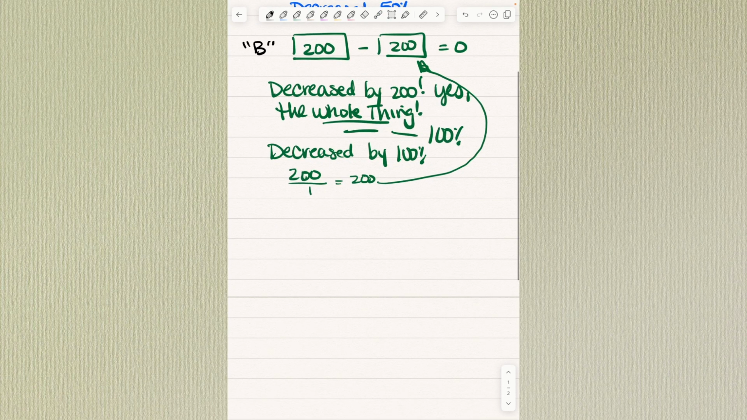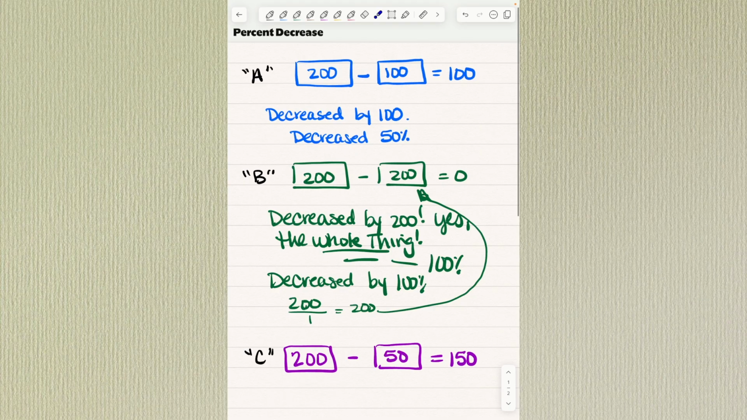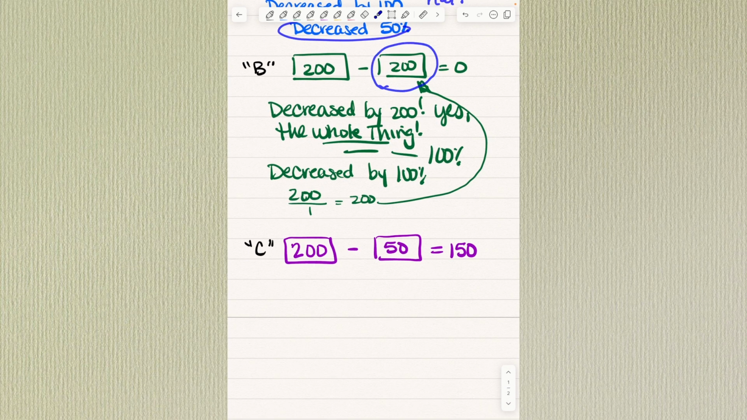Look at this one. On this one, we have 200. And let's say we take 50 of the boxes away. You have 150 left over. Did you decrease by the entire 200? No. How much of the 200 did you take? You only took 50 of it. Is that a 50% decrease? No, because we said if it's a 50% decrease, that means you had to have taken half of the 200. 100% decrease means you took the whole 200.